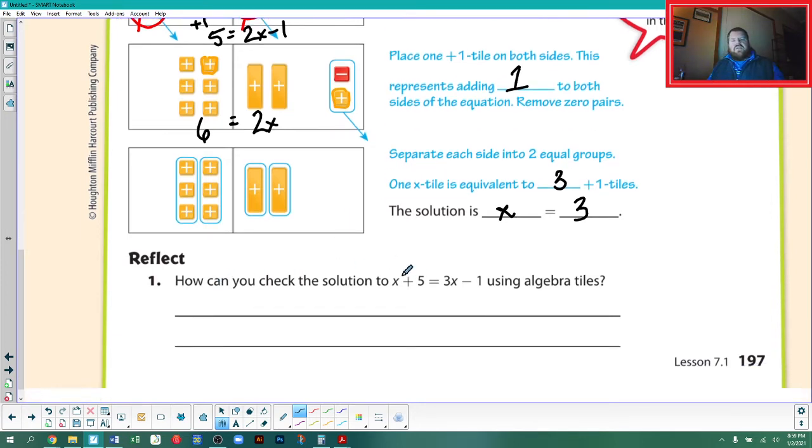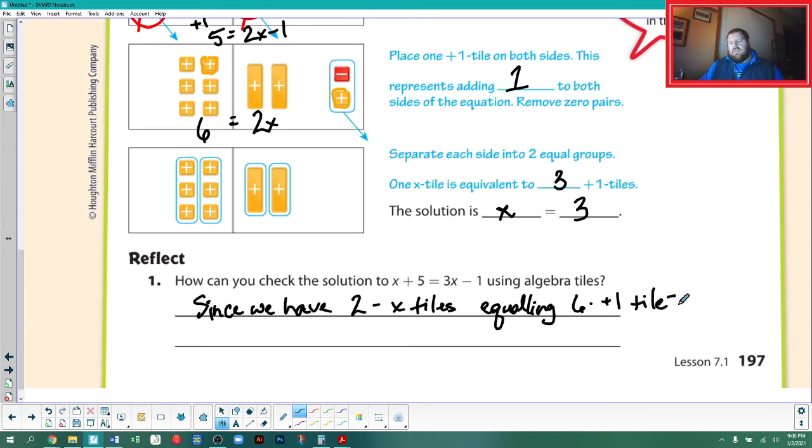And then it says, how can you check the solution to x plus 5 equals 3x minus 1 using algebra tiles? We basically just did that. But it comes down to saying that since we have 2 x tiles equaling 6 plus 1 tiles, each x tile has to equal 3 plus 1 tiles.